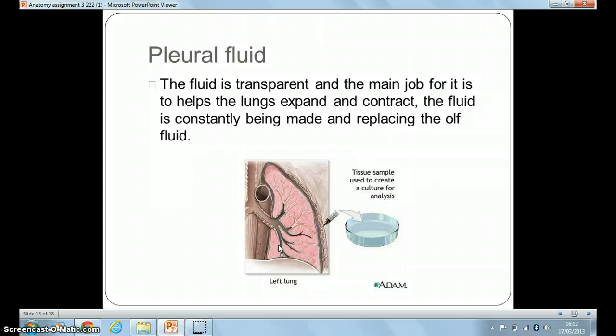Pleural fluid. The fluid is transparent, and the main job for it is helps the lungs expand and contract. The fluid is constantly being made and replacing the old fluid.